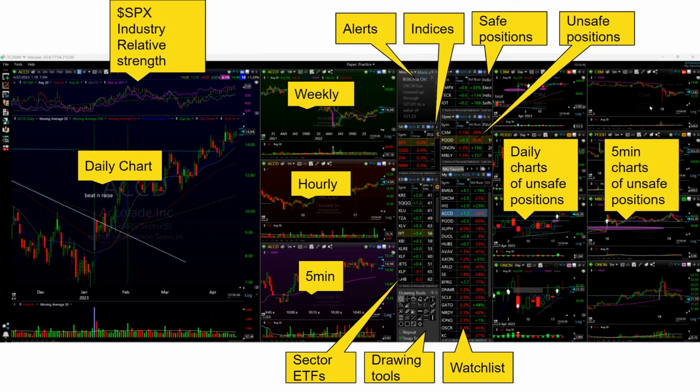Also, if something just keeps going sideways and the train does not arrive on schedule, so to speak, or to quote Minervini, then my time stop triggers, and I usually just cut that position out.